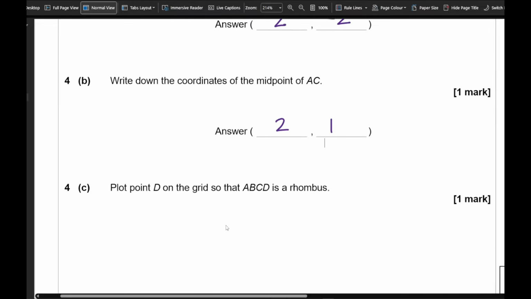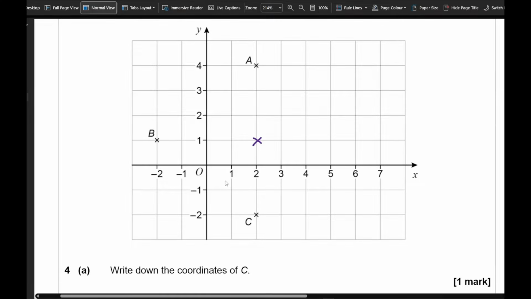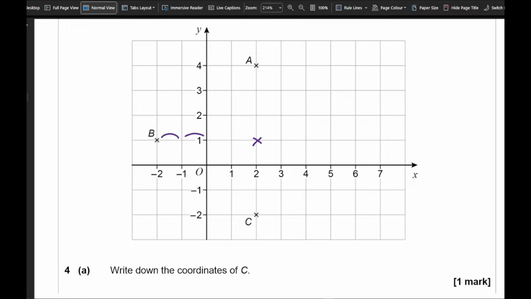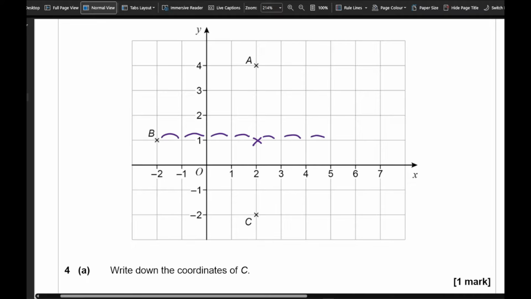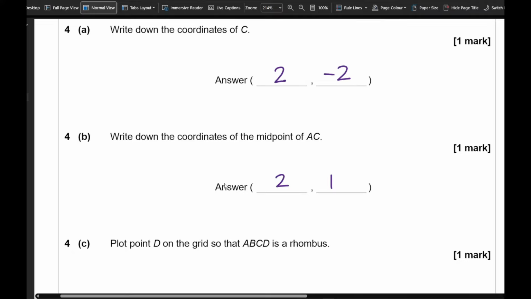And then it says plot point D on the grid so that ABCD is a rhombus. So if (2, 1) is the midpoint of AC, then all we need to do is count from B to that midpoint, so that's 4 away, so it's going to be another 4 away, so point D is going to be at (6, 1).